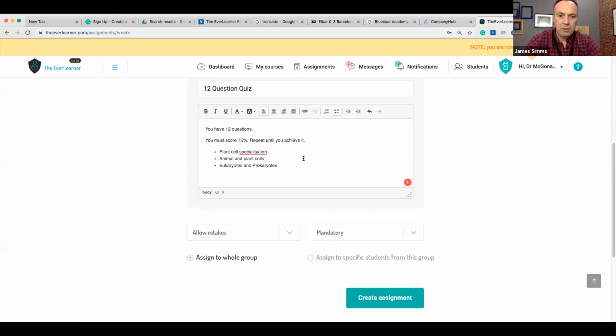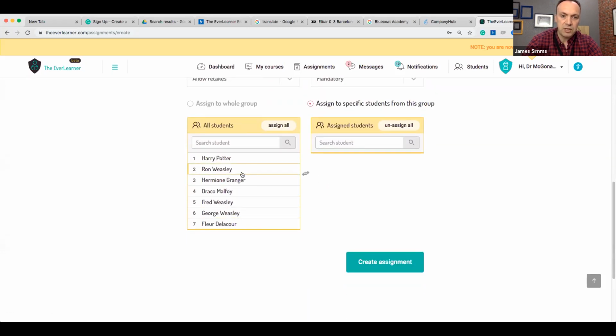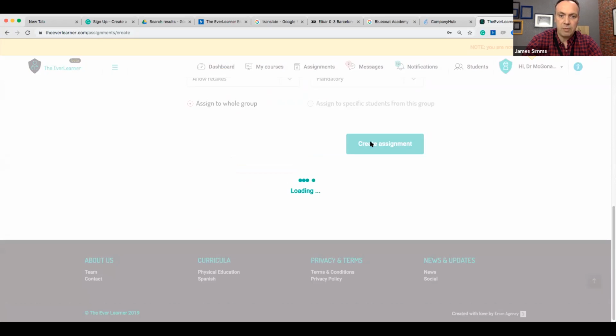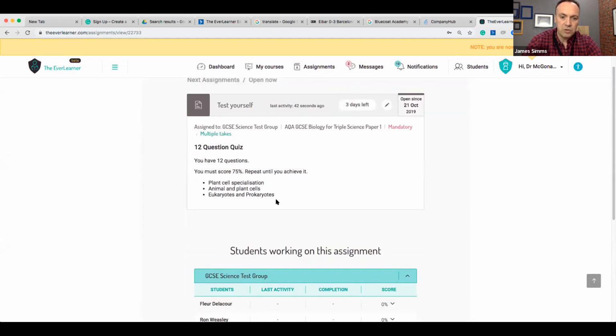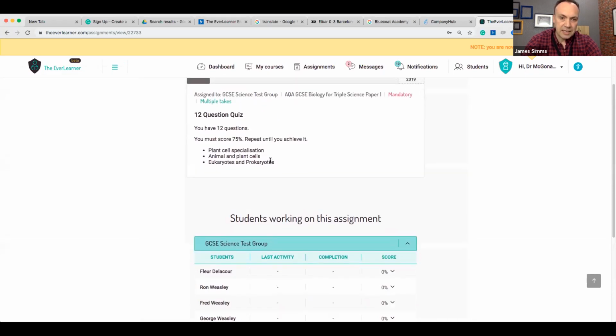Now I'm going to allow my students to retake it, and I'm going to make it mandatory. I could make it for just some students, but in this case, I'm going to assign it to everybody. So my students have now been set this task. And the important thing is that it's testing them from these three areas: that which we've just learned and those things that have been learned previously.